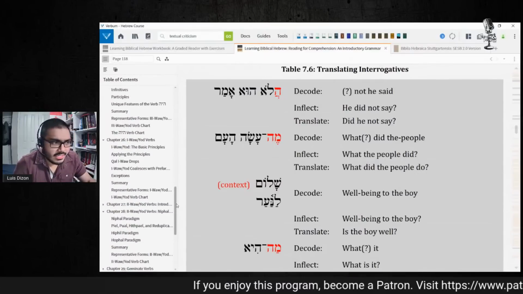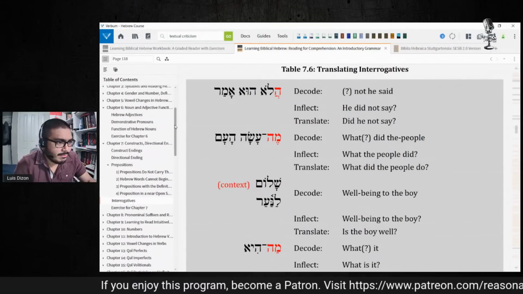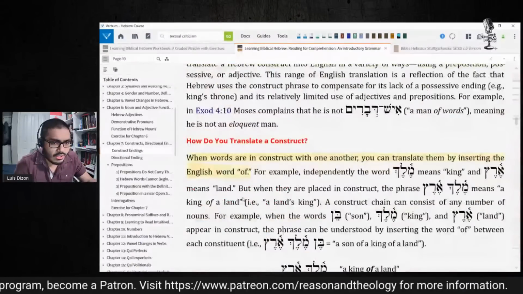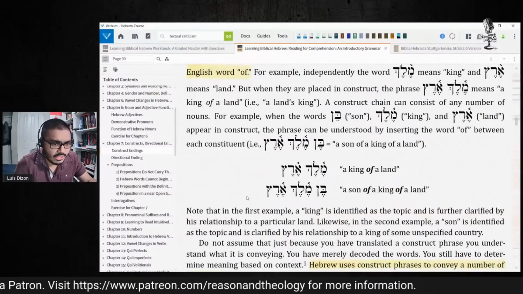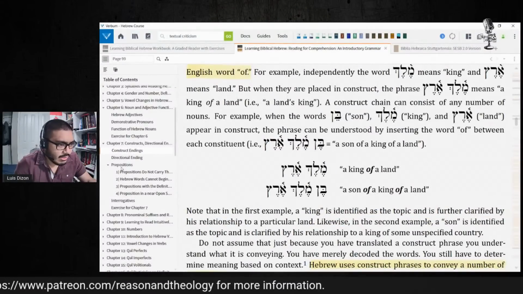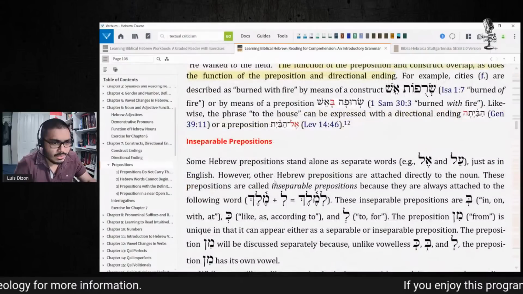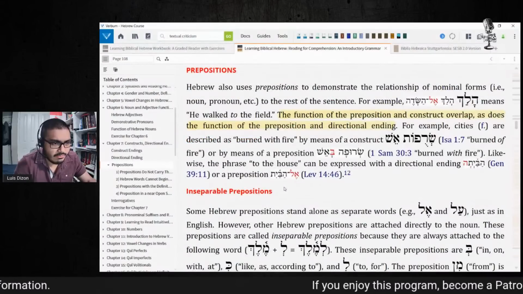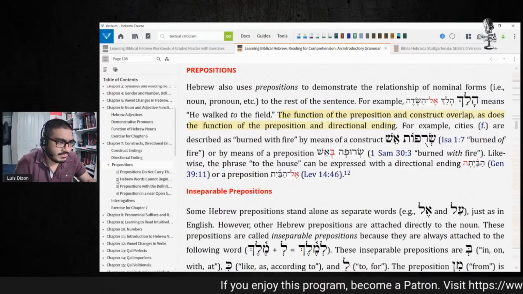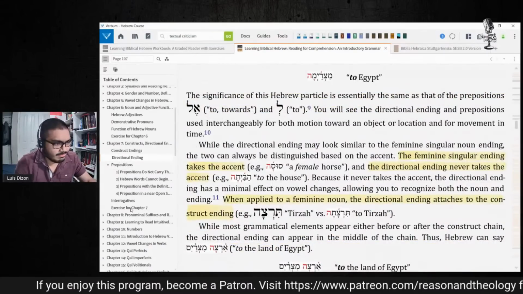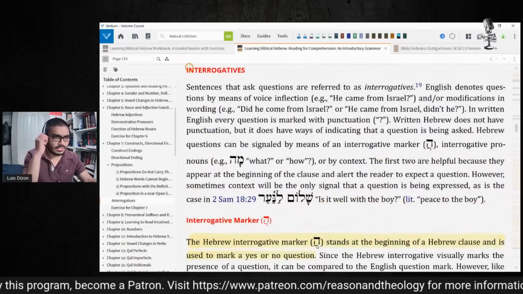We've covered a lot of things today. To recap, we covered construct chains or construct nouns, which indicate genitive relationships, or X of Y. We covered prepositions, which show you the relationship between various nouns. You have the directional ending, which indicates direction, and interrogatives, which indicate questions.